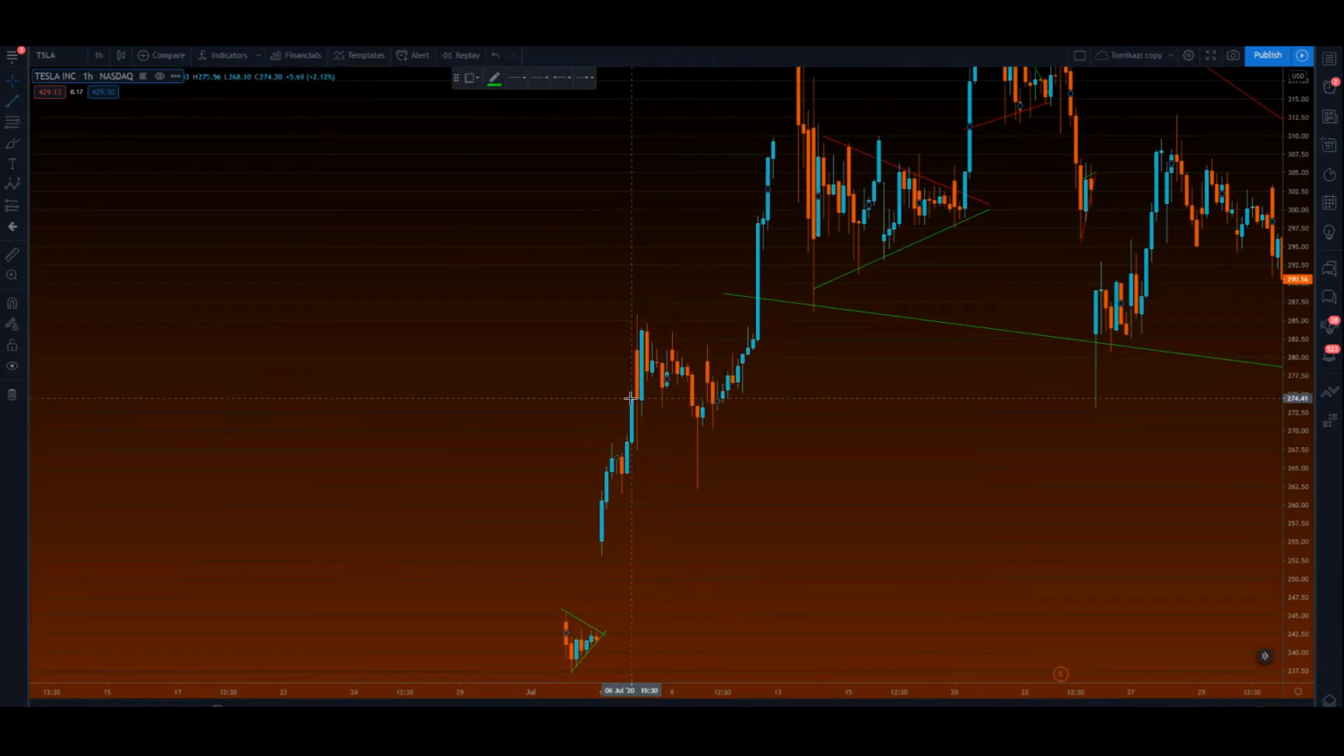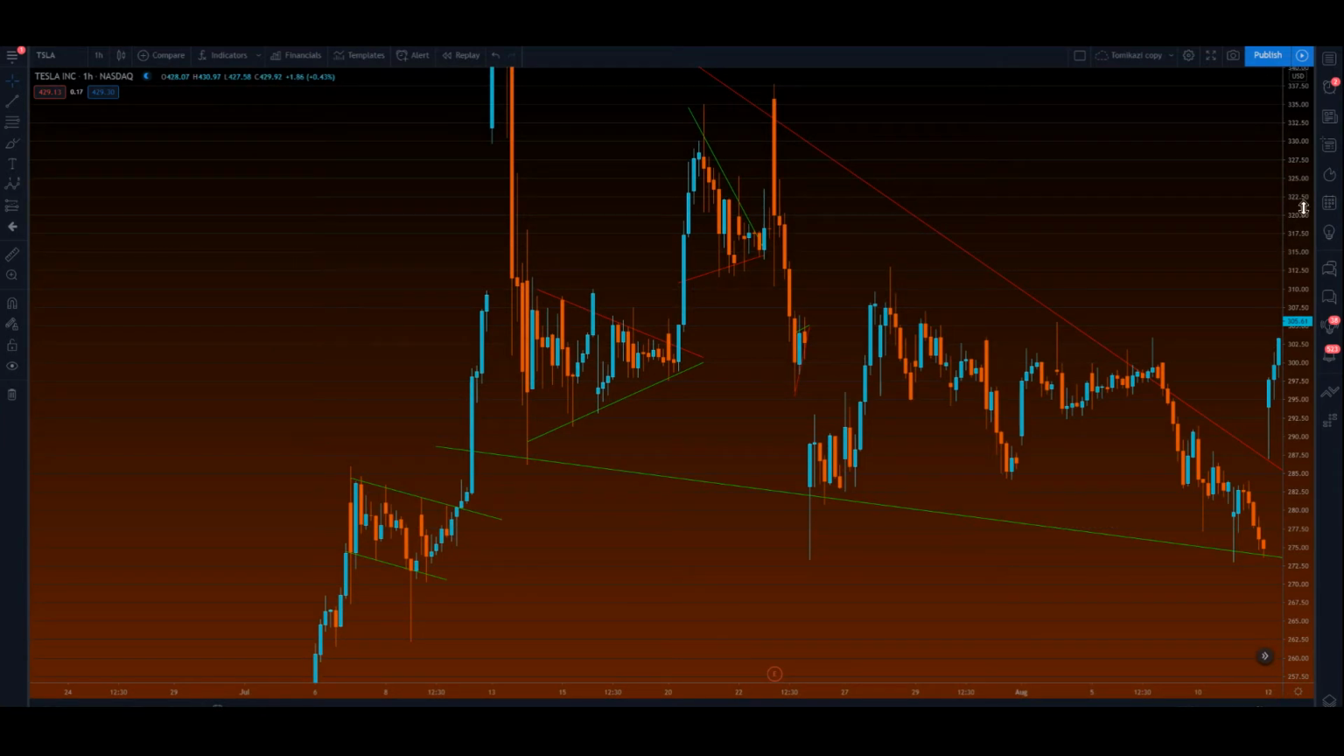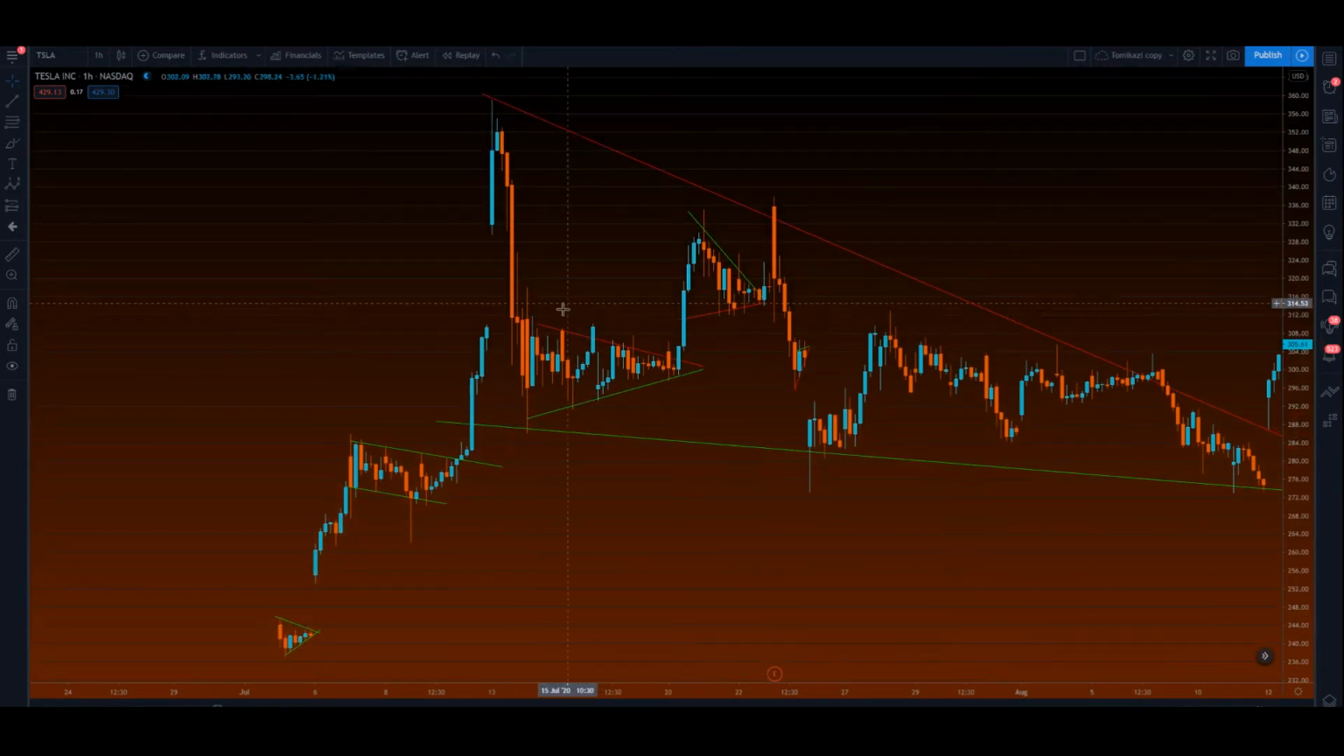Flags are always in a channel, basically. You can see this channel is pretty pronounced, and then a breakout. And then we have basically a bear flag here that did not go as planned. The important thing to know is that while the typical and most likely resolution on a flagpole with this formation is to go up, it doesn't always happen.